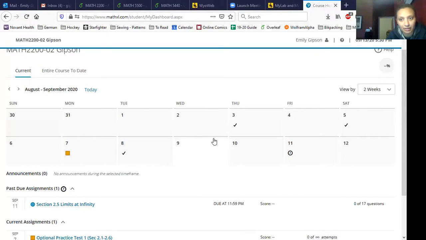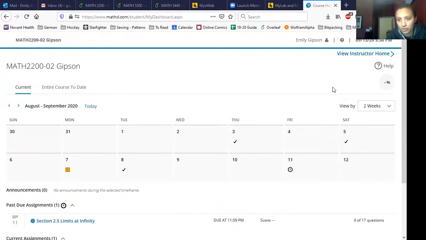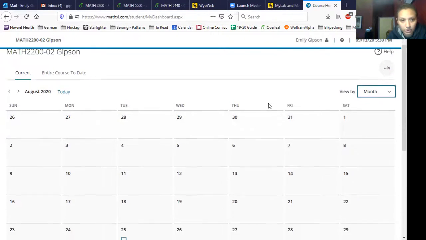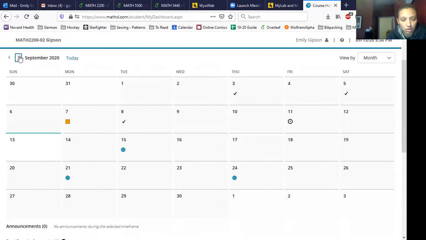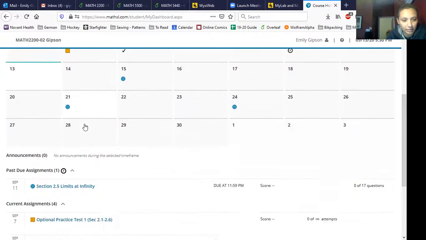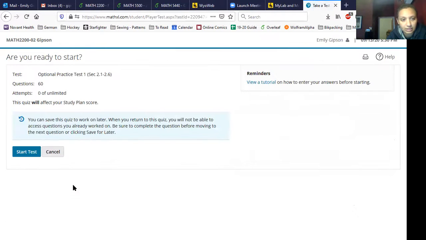Here is your assignment manager, and if you set the view to a month, you should be able to view all of September. And if you're viewing all of September, there's this orange square right there. This orange square is the optional practice test 1. So exam 1 is going to be on sections 2.1 through 2.6. If you click this, it's got 60 questions and all of them are practice questions, so you can feel free to go through them.